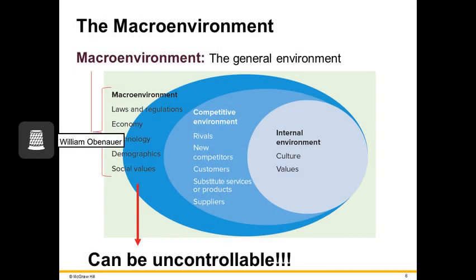The macro environment is a portion of the external environment that is more general in nature. Elements within the macro environment are some things that we've already mentioned, such as laws and regulation, the economy, technology, demographics, and social values. While large organizations may be able to have some type of impact on the macro environment, in many ways the macro environment can be uncontrollable.